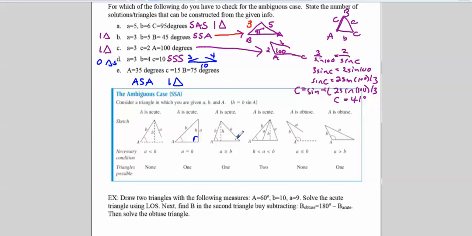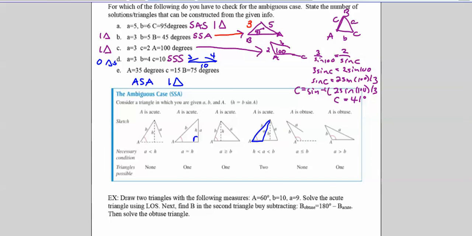And then a tricky case is when you're given angle A and you're given side B, but this last side here, A, is a value that's between the height and the side B. You could actually form two different triangles. Here's one of them, right here.